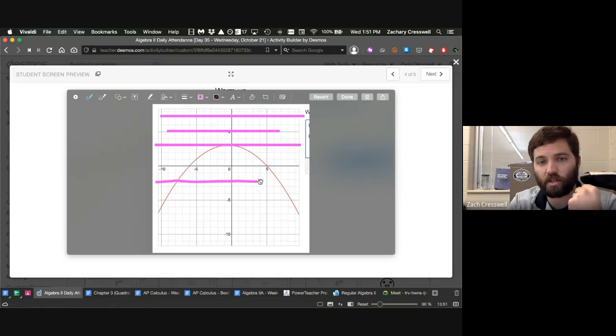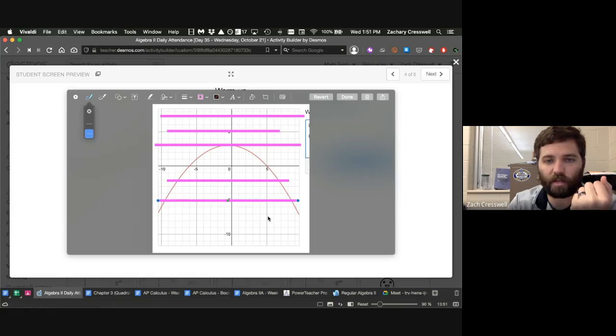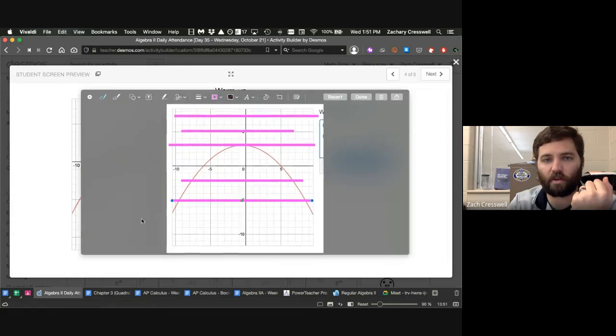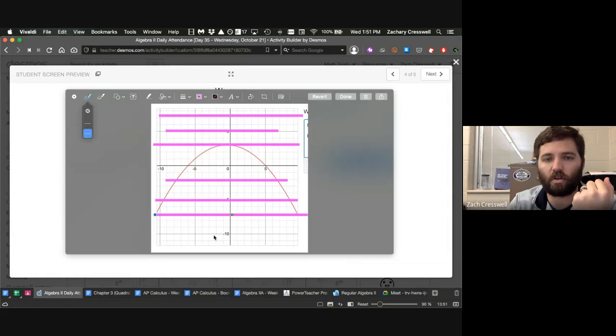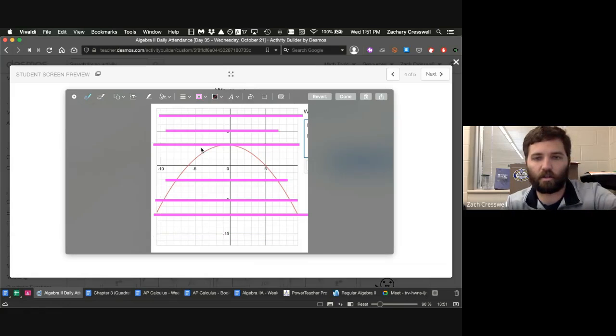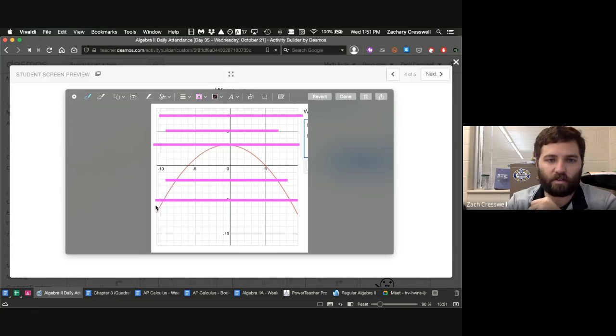If I asked you, is -2 in the range? You'd be like, yeah, it is, because the graph crosses y equals -2. What about -5? Yep, that is too. In fact, this graph is going to keep going down forever. So that means that it will be all y values that are less than 3.